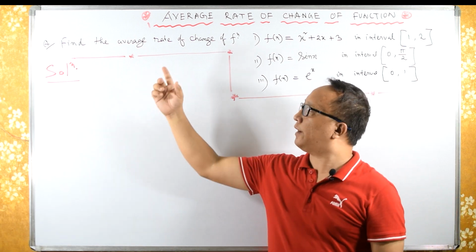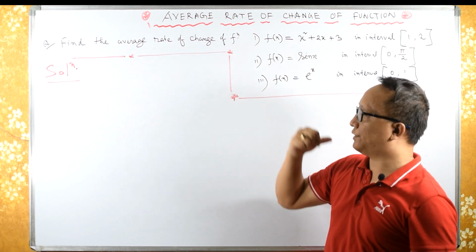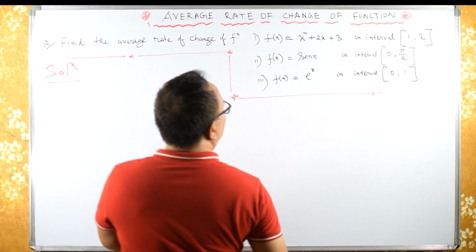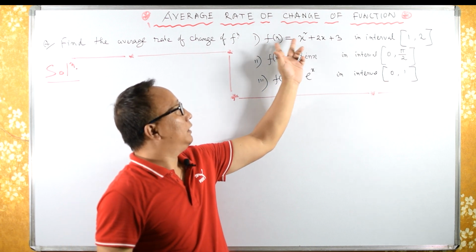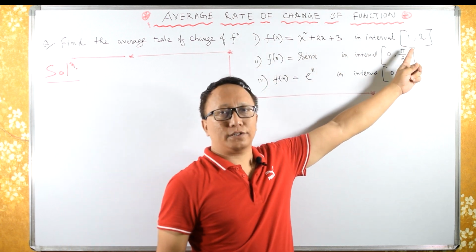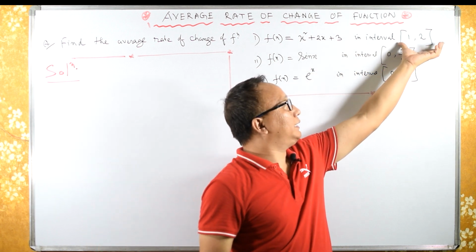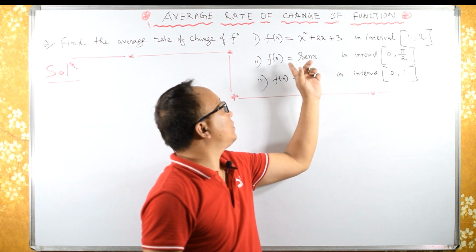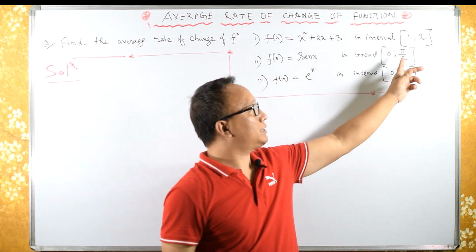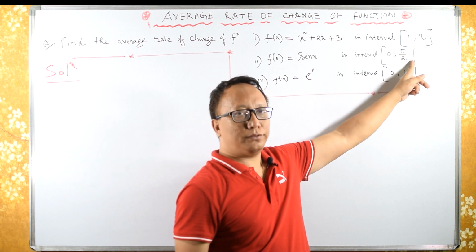Now let's try to find the average rate of change of the given three functions. It is given that f(x) is a polynomial in this particular interval, so you have to be very careful to find it over the particular interval. Here it is given the closed interval [1, 2]. Here also, these are trigonometric functions, when x equals 0 to pi by 2.